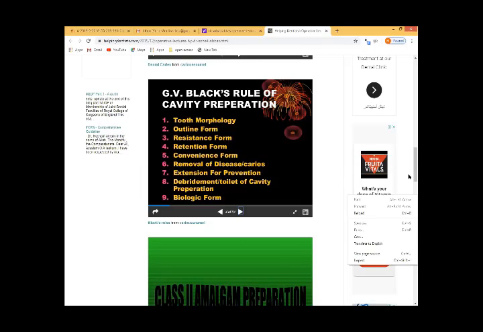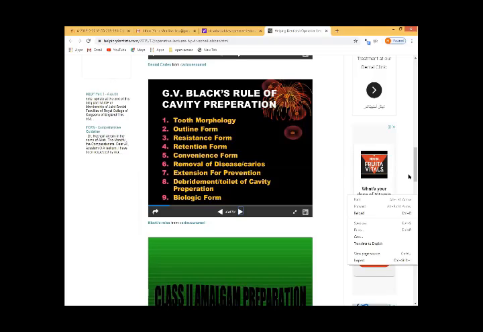Normally the width of the enamel on the proximal surface is about 1 to 1.5 millimeter. So the cavity depth on the proximal surface will be about 1.5 to 2 millimeter. It will be less than the cavity depth of the occlusal surface. So we will go down deep.